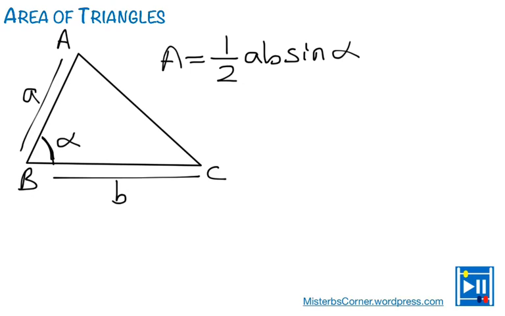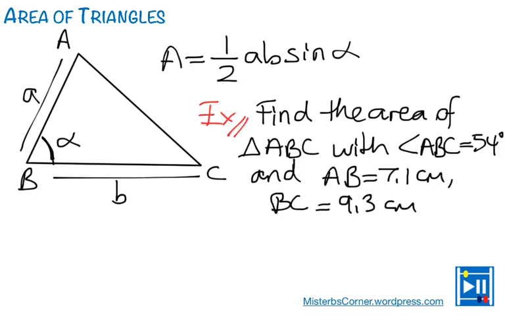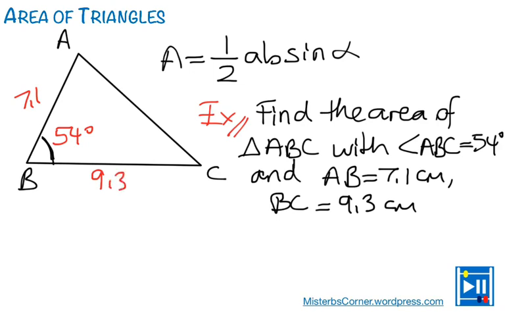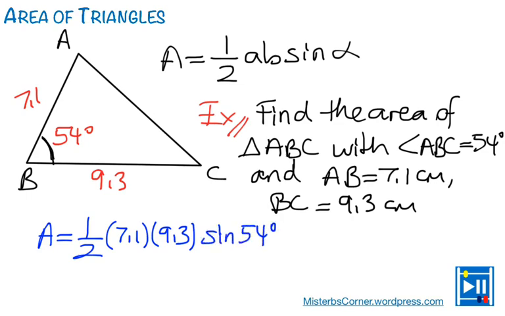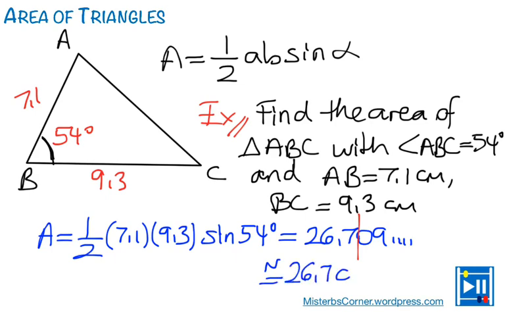So if we give some numbers like the angle being 54 degrees and the sides being 7.1 centimeters and 9.3 centimeters, then using the formula I can find the area: 1/2 times 7.1 times 9.3 times sine of 54 degrees, which would give me 26.709 and so on, where I cut from here for three significant figures and end up with 26.7 centimeters squared.